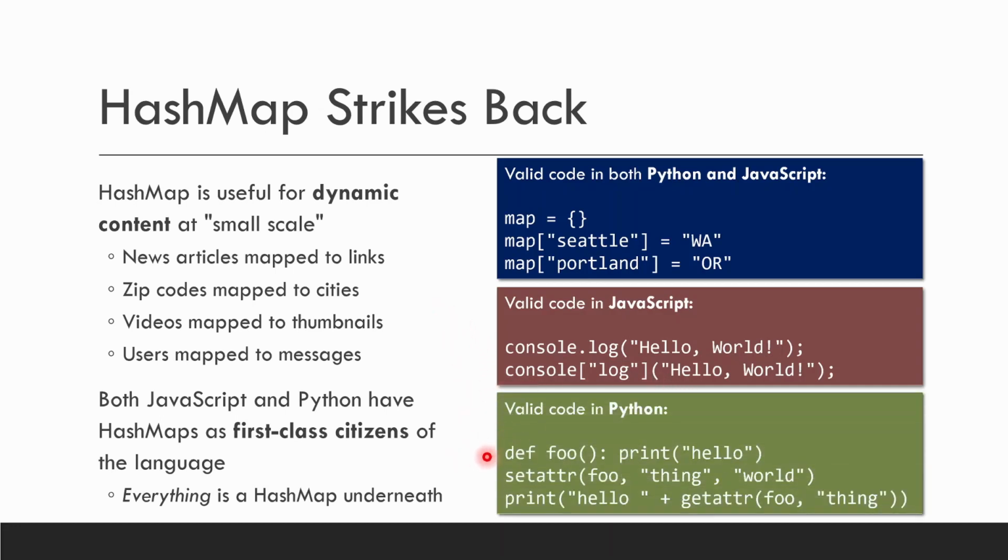Here's some valid code in Python. I can define a function foo that prints out hello, and then I can set a mapped value of thing and world on foo itself. So I can actually associate key and value pairs on a function definition, which is definitely a little weird because the function itself is not normally thought of as a hash map structure. But we indeed can do this. I can invoke the foo method on its own, or I can invoke getAttribute on the foo object that can retrieve the value associated with this thing key.